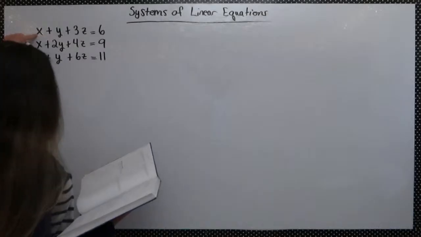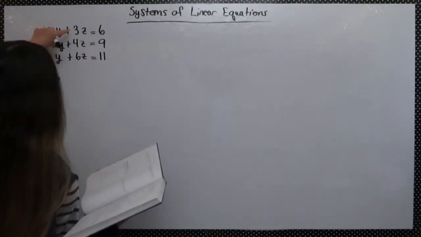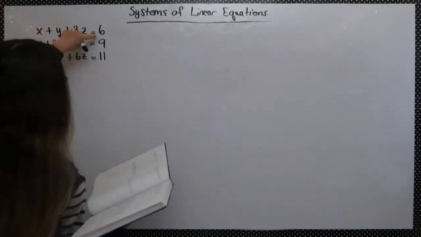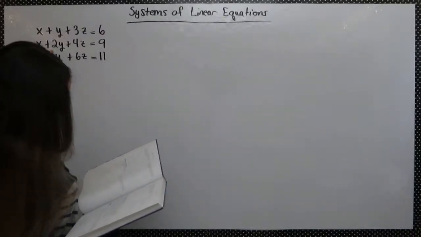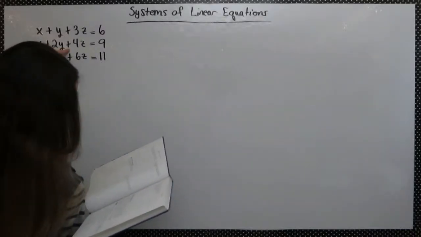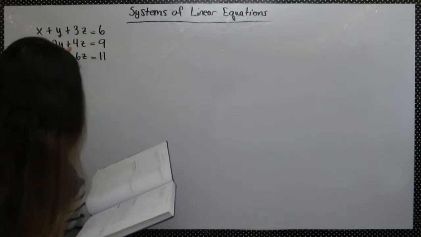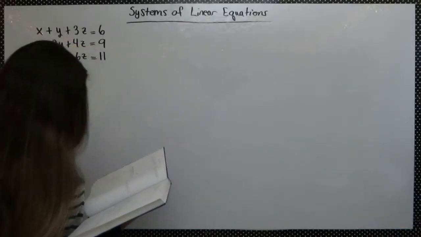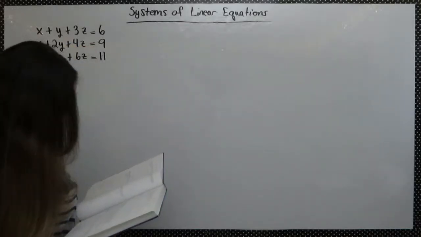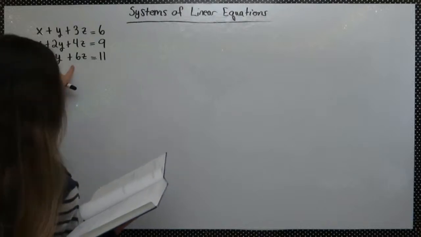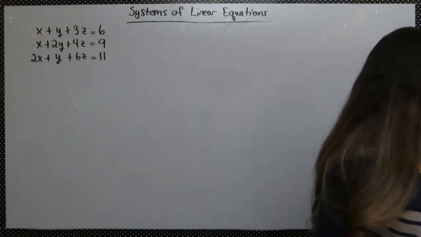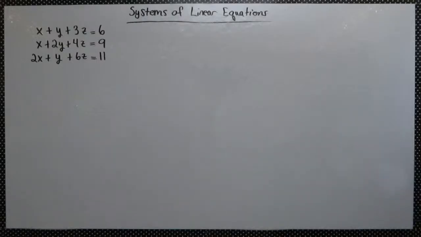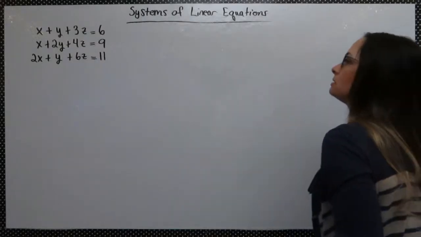x plus y plus 3z equals 6. x plus 2y plus 4z equals 9. And 2x plus y plus 6z equals 11. Perfect. All right, so I've got the problem worked out, and we'll just see how it goes.